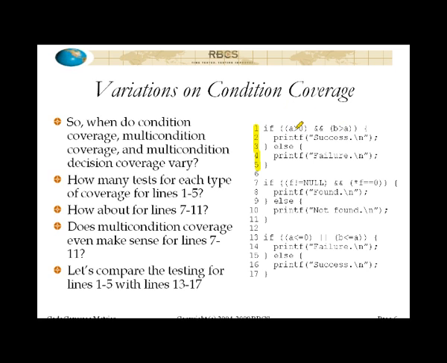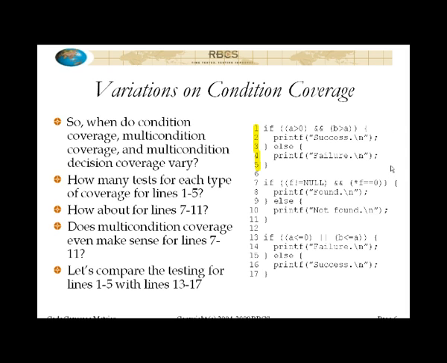Multi-condition coverage, then, as I said before, would be true, true, true, false, false, true, false, false. So we've got 4 tests. And then multi-condition decision coverage, it's true, true, true, false, and false, don't care. They can be either true or false, so there's 3 tests.